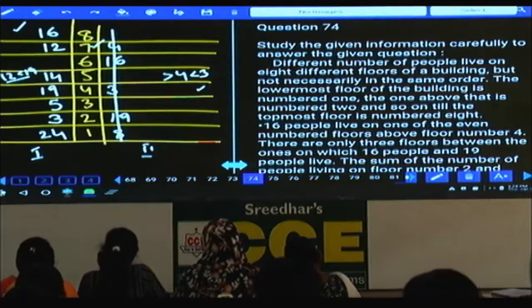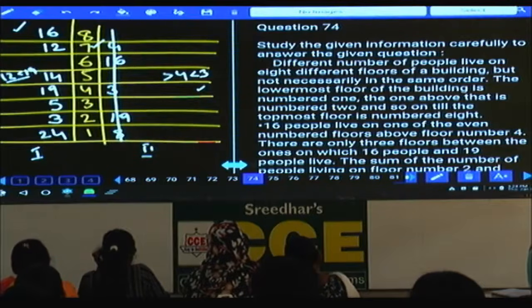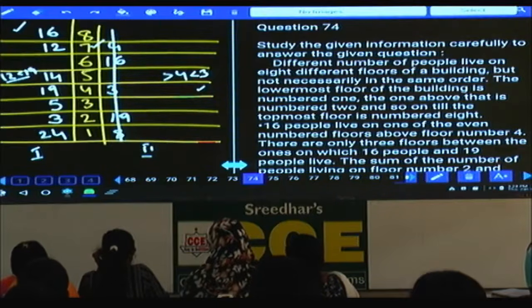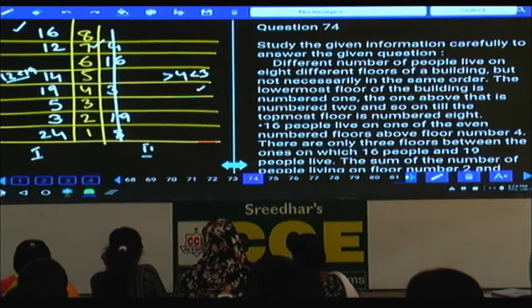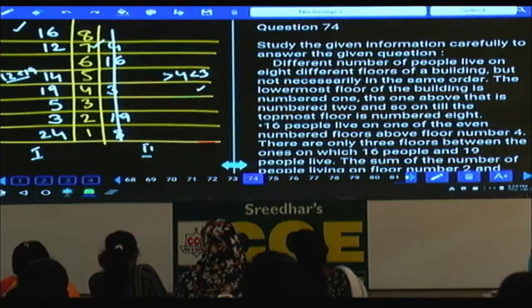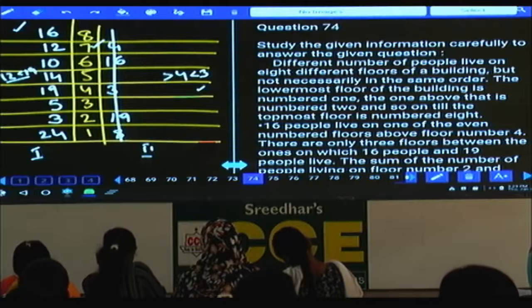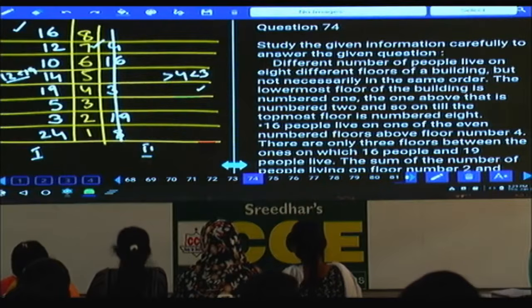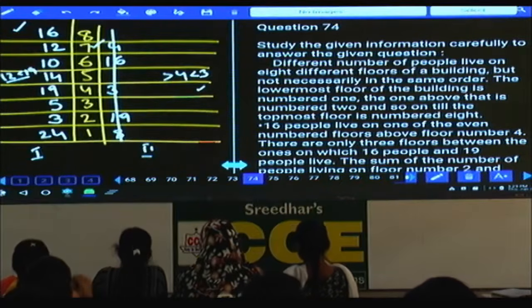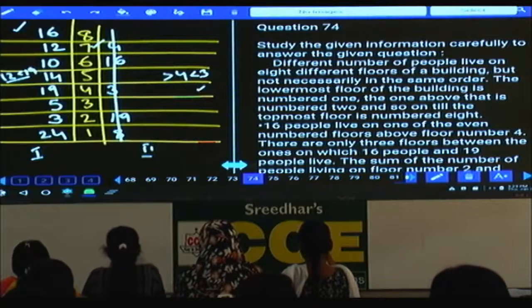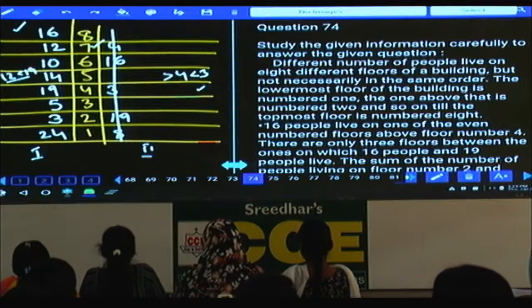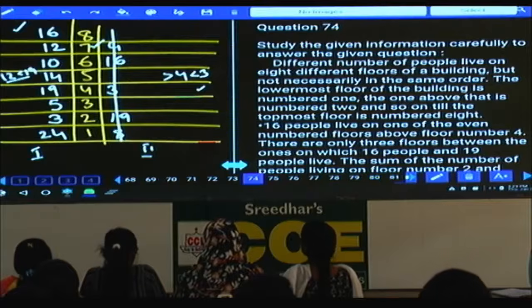Next one, the number of people living on floor number 6 is double those on floor number 3. Now in floor number 3 there are 5 persons, so floor 6 must be double, which is 10 persons. Hence what is the order we have? 16, 12, 10, 14, 19, 5, 3 and 24 is the order in which the number of people are staying in these different floors. Okay?